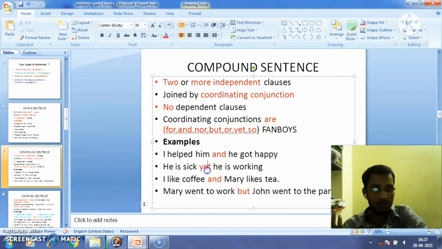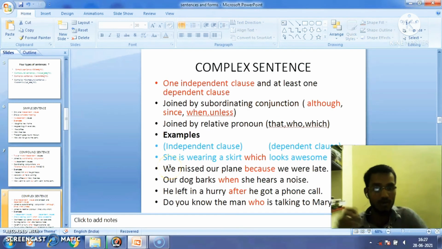Mary went to work, but John went to the party. So this is all about compound sentence. Next we will look at what is complex sentence. A complex sentence has one independent clause and at least one dependent clause. It is joined by subordinating conjunctions such as although, since, when, unless.